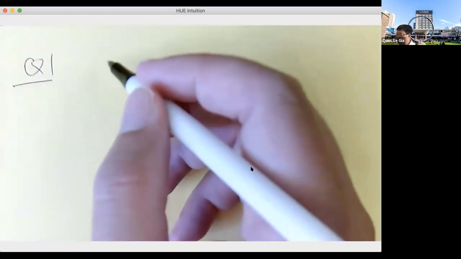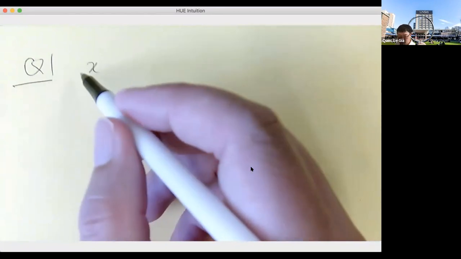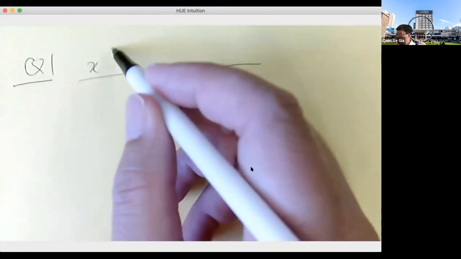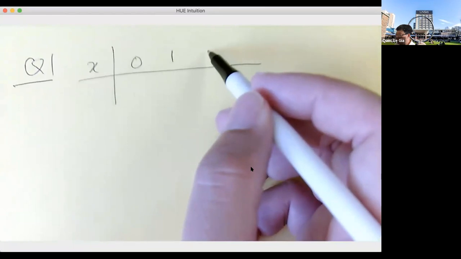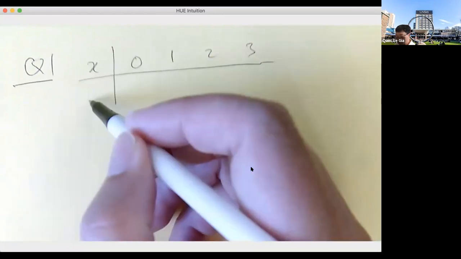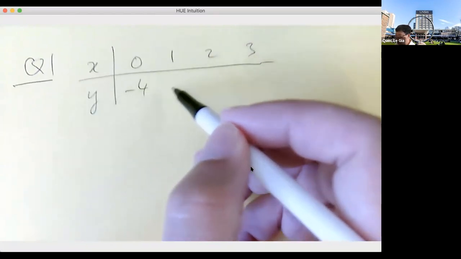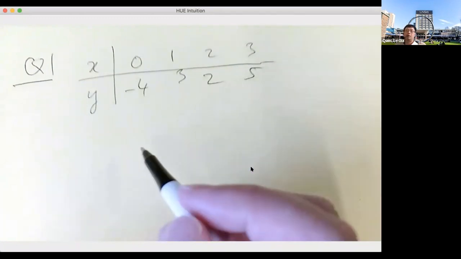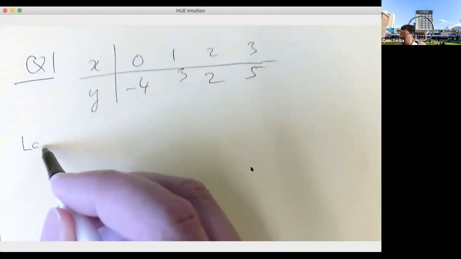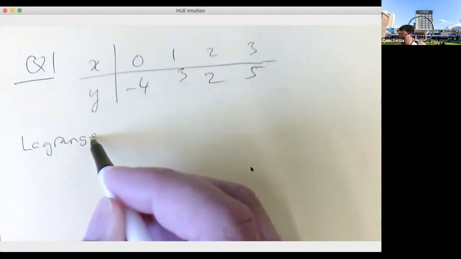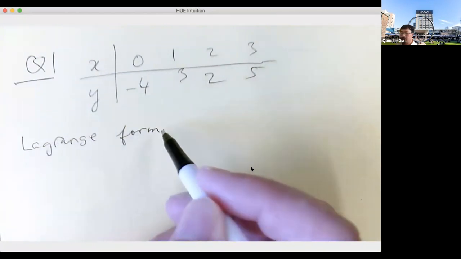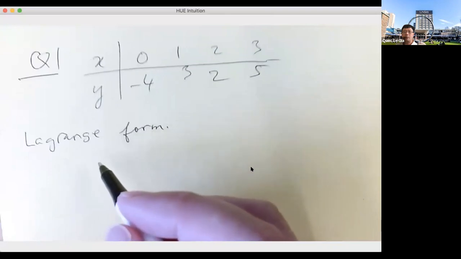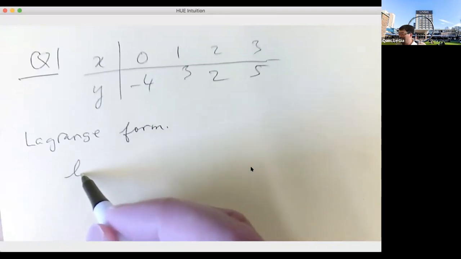Okay, so you have x is 0, 1, 2, 3, and y is -4, 3, 2, 5. So what is the Lagrange form? So the Lagrange form, first we have to construct the Lagrange polynomial.